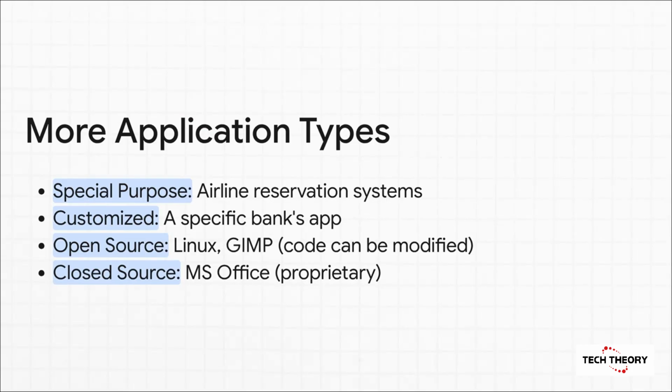And the variety here is just huge. You've got super specialized software, like what an airline uses for its reservations. You have custom-made apps, like the one for your specific bank. And software can also be open source, meaning the code is totally public. Anyone can see it and change it, like GIMP. Or it can be closed source or proprietary, which means a company owns it, like Microsoft Office.